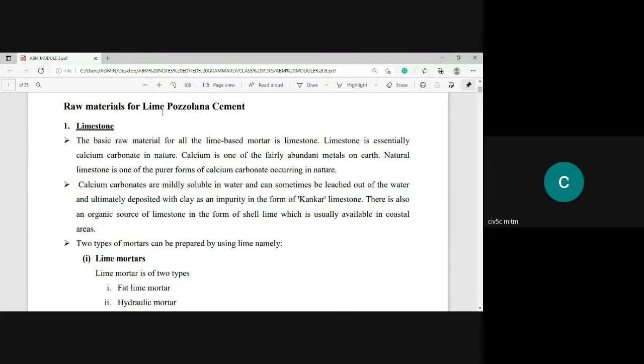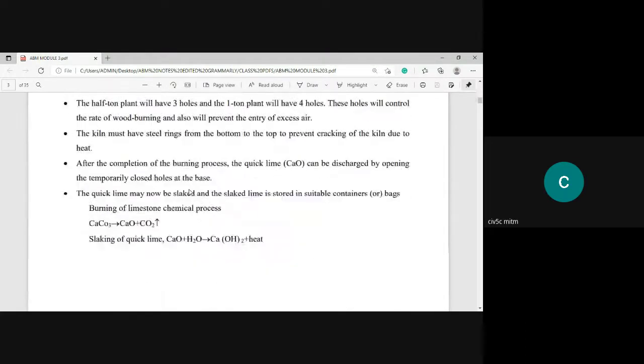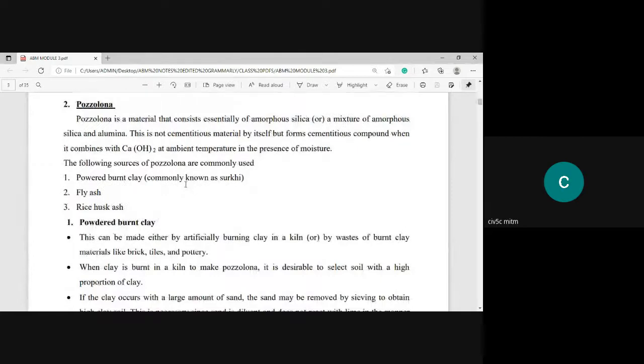So let me go ahead. What is pozzolana and how to produce pozzolana? Let me first define what pozzolana is. Pozzolana is a material that consists essentially of amorphous silica or a mixture of amorphous silica and alumina. Please note down: amorphous silica means it should be non-crystalline. The pozzolana should be non-crystalline.